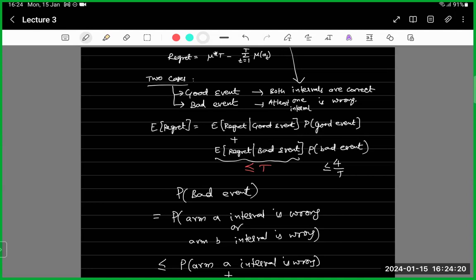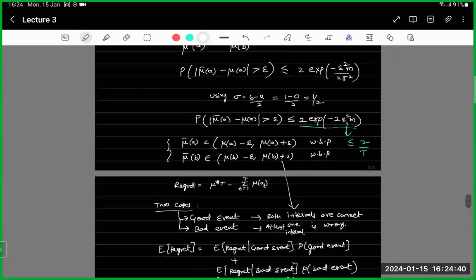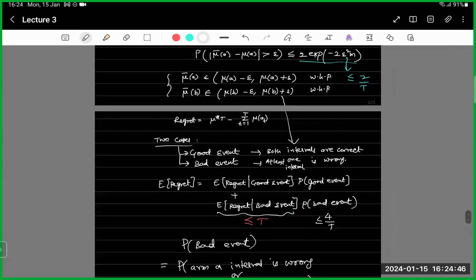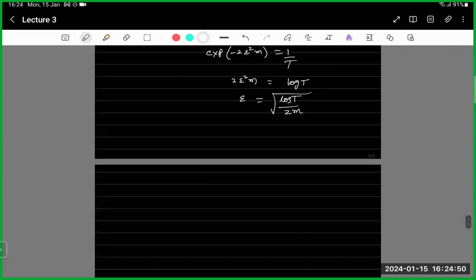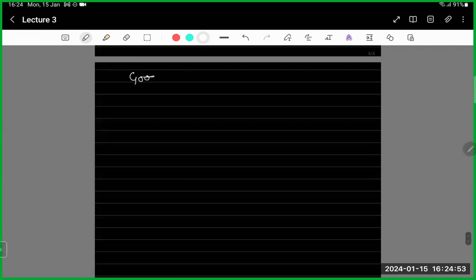Now we are okay. So let's say our intervals are correct. Then what is the regret that we'll incur? Just because our intervals are correct doesn't mean that we'll pick the best arm, right? Even if the intervals are correct, we can still get confused about which is the best arm. Understood? So now we have taken care of the bad event. Let's analyze the good event. What is the good event? That mu bar of A belongs to mu of A minus epsilon to mu of A plus epsilon. This is given for us.